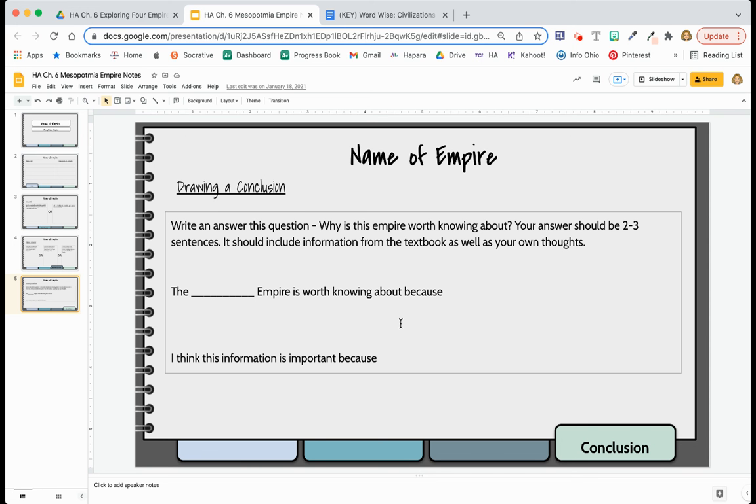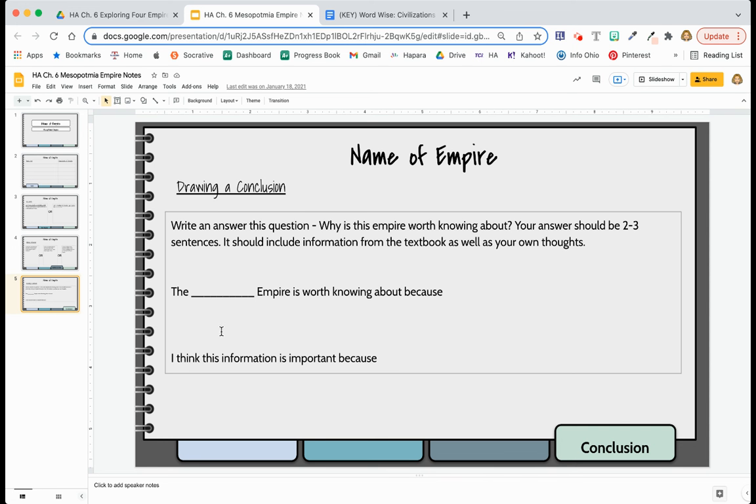What's something about your empire that's important? And then why do you think this information is important? This is largely your opinion. You have to use some inference and make a decision on your own. So show me your own thinking here. You won't find this answer in the textbook. You have to make a judgment.